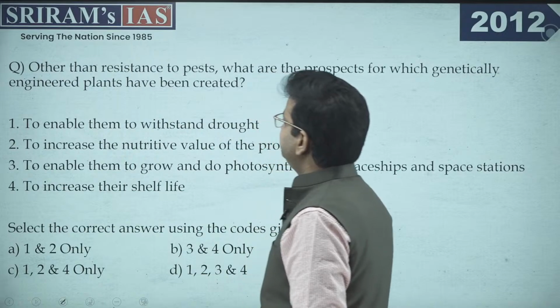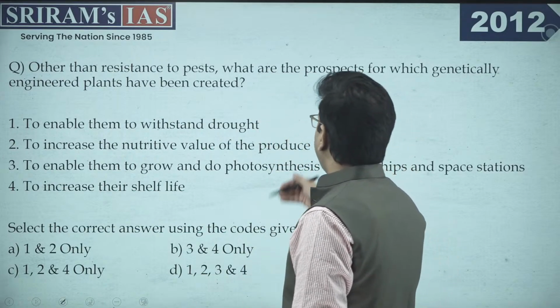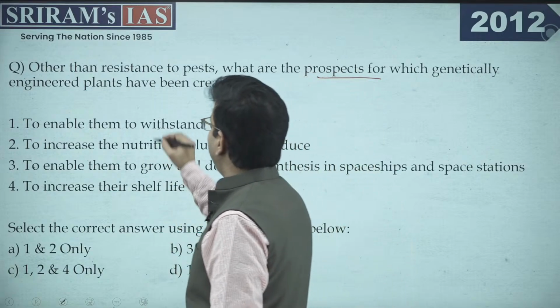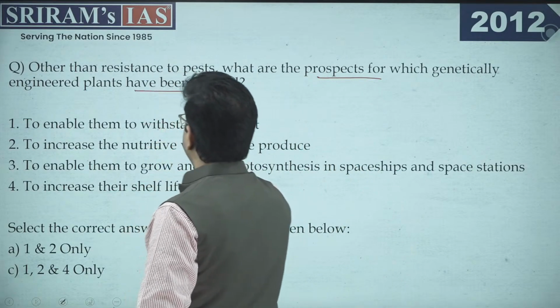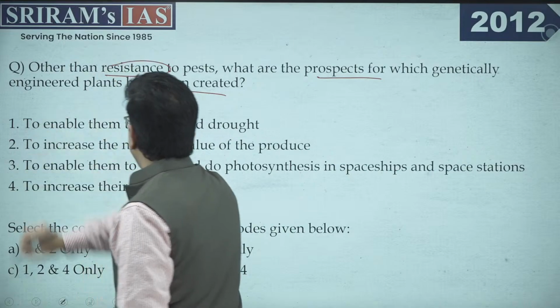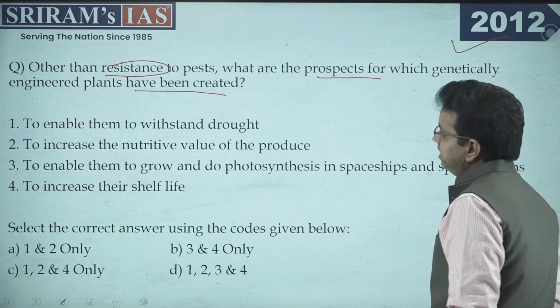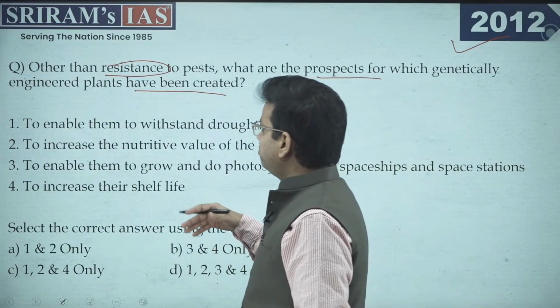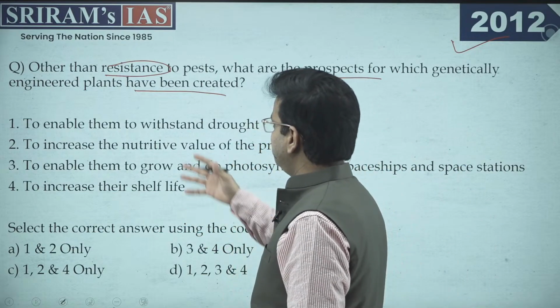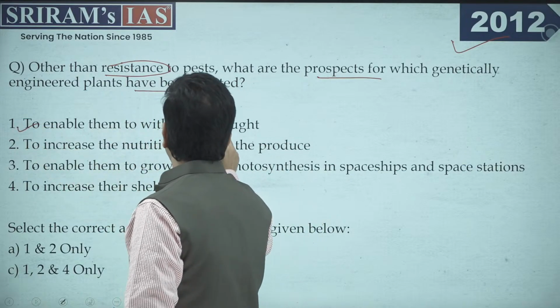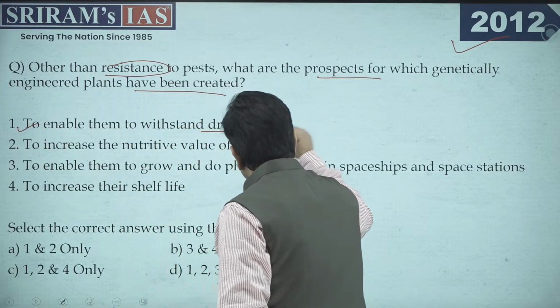Now moving ahead, other than resistance to pests, for what prospects have genetically engineered plants been created? Now just understand this question. This was asked in 2012. You have to answer in a way that what led to this coming out from the genetically engineered plants. First is to enable them to withstand drought. Yes, definitely this is one of the purposes.